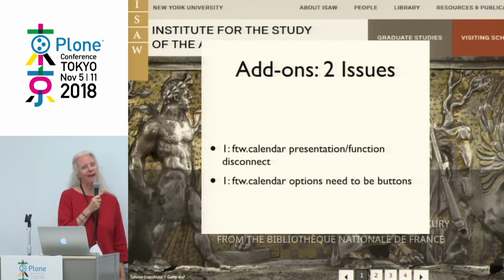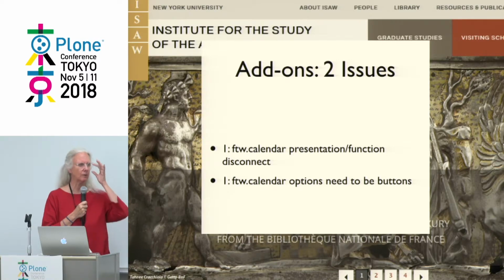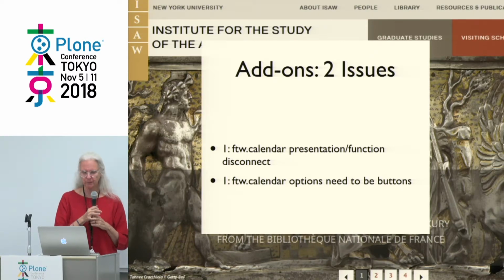All right, then we had a couple of add-on issues, and they were both from FTW Calendar. This is an add-on that uses the fullcalendar.io JavaScript library, and the version that the 4.3 add-on uses does not have accessibility built into it. So that calendar was kind of a mess, and it resulted in 2 issues. I'm guessing that the latest version of that JavaScript library probably has these problems fixed, and hopefully the Plone 5 add-on uses that latest version, but I don't know. Anyway, there were 2 issues there having to do with a presentation function disconnect and things that should have been buttons that weren't.